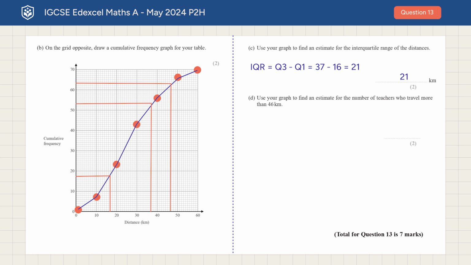To find the number of teachers who travel more than 46 kilometers, we simply subtract this number from the total number of teachers. 70 minus 62 equals 8. So our estimate is that 8 teachers travel more than 46 kilometers.